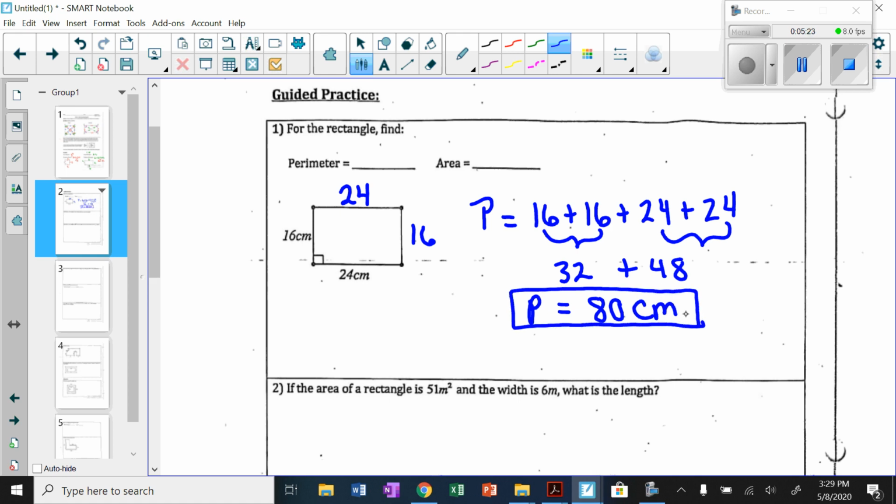Now the area is going to be our base times the height. So our base is 24, our height is 16. And I'm going to be very honest with you, it doesn't matter which one's the base, which one's the height, because the height always has to be made with a right angle. But regardless, every single side makes a right angle. So technically, all of these sides are the height. So now the area is going to be 24 times 16, which is 384 centimeters squared.